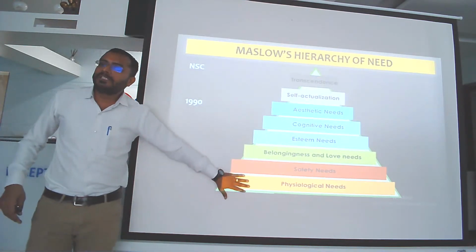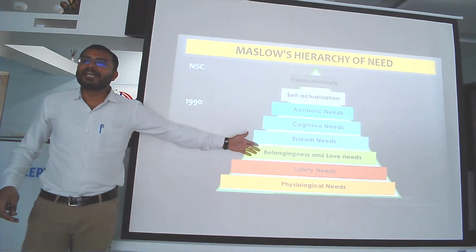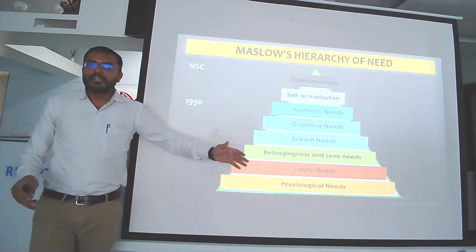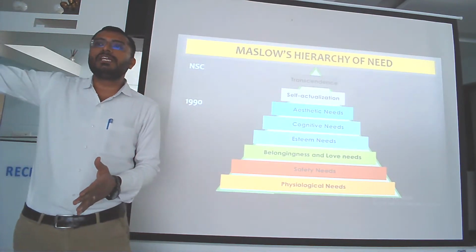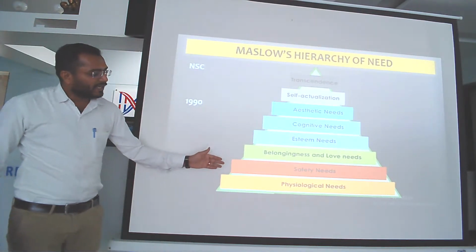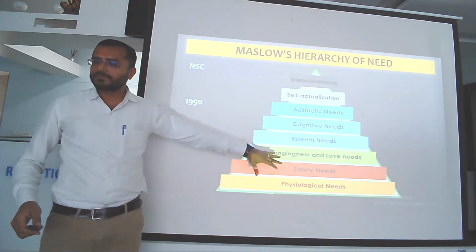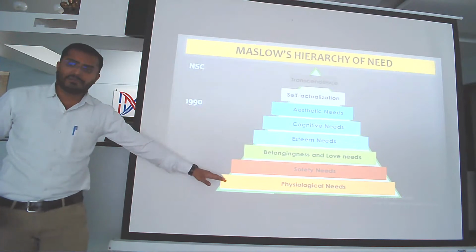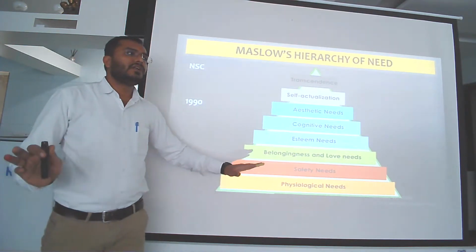When this need was fulfilled, then they go into another need, belongingness and love. Every remedy has evolutionary needs. When we go higher up, this was the basic need of food, air, water. In that case, one need is sex. Sex is also a physiological need.